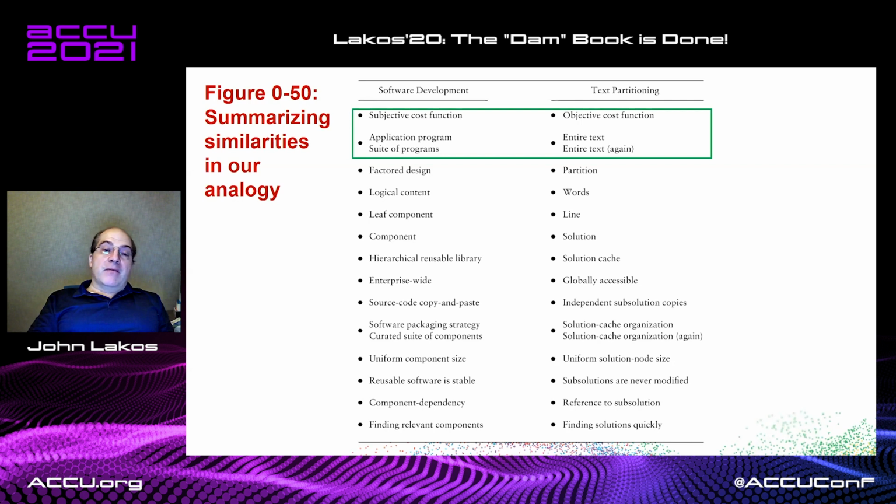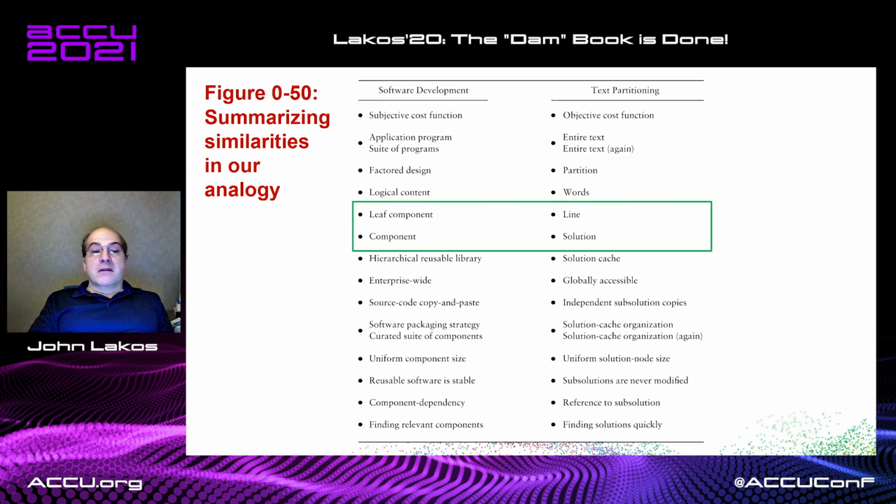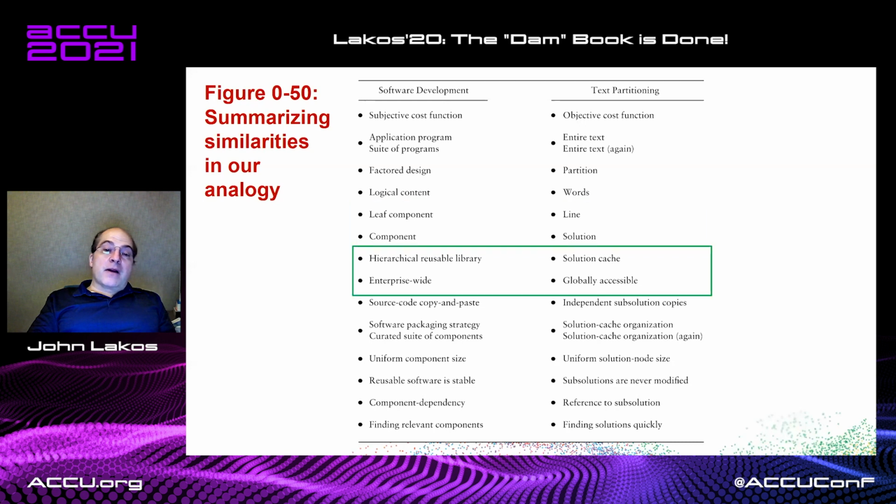And then when you have factor design, that's partitioning, logical content, words. A leaf component, that's the amount of logic that you fit into something where it's no longer decomposable. That would be a line. A component, well, that's a solution. So hierarchy, and a solution could be a leaf component or otherwise. Hierarchically, a reusable library, a solution cache. Enterprise-wide, globally accessible.